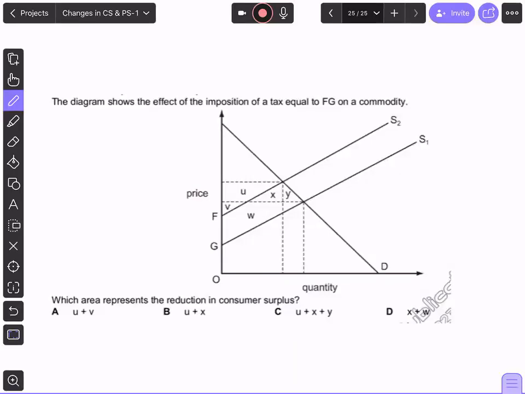The diagram shows the effect of imposition of a tax equal to FG. सही भाई, ये आपका पैरेलल डिफरेंस का टैक्स लग गया पर यूनिट का. FG on the commodity. Which area represents the reduction in the consumer surplus? Again, पहले ये था सारा consumer surplus. Now this will be the consumer surplus. So which area represents the change? It is this trapezium, which is U, X and Y. So this one is the change in the consumer surplus.